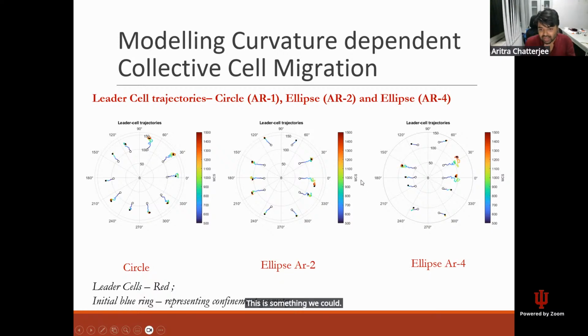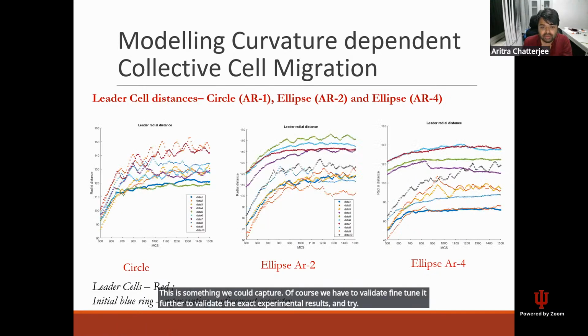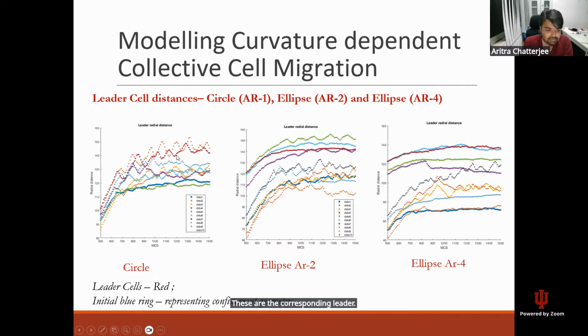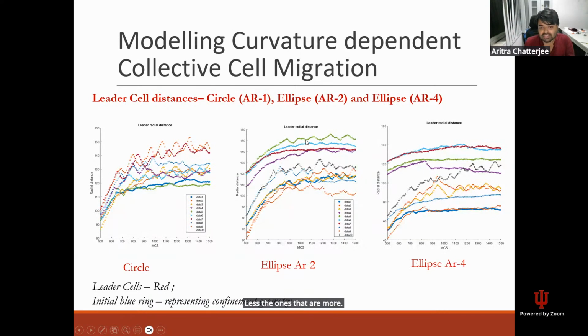Of course, we have to validate and fine tune it further against the exact experimental results and try other geometries. These are the corresponding leader radial distances. As you can see, for the circle it's pretty much the same, but this band becomes larger and larger as you change the aspect ratios, because these cells are at different positions on the periphery. In the regions of higher curvature, they have moved less. The ones that are more in the equatorial region have moved more.